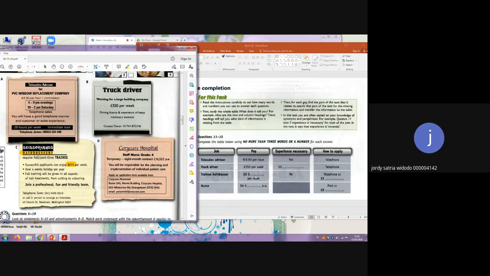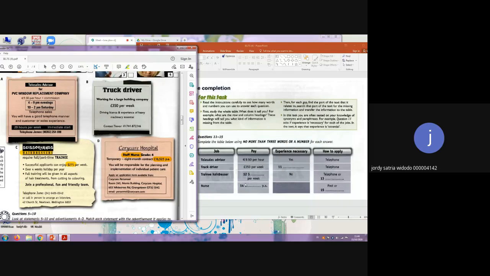And then number 14, the nurse. Let's go to the nurse, staff nurse here. How much is the pay for the nurse? This one, 8-month contract, £16,525. Now, this is the salary that will be enjoyed by the applicants. So you write it down here, number 14.